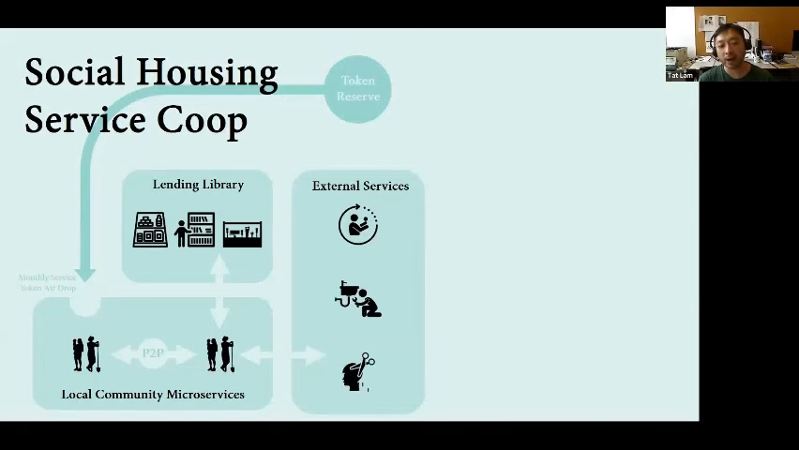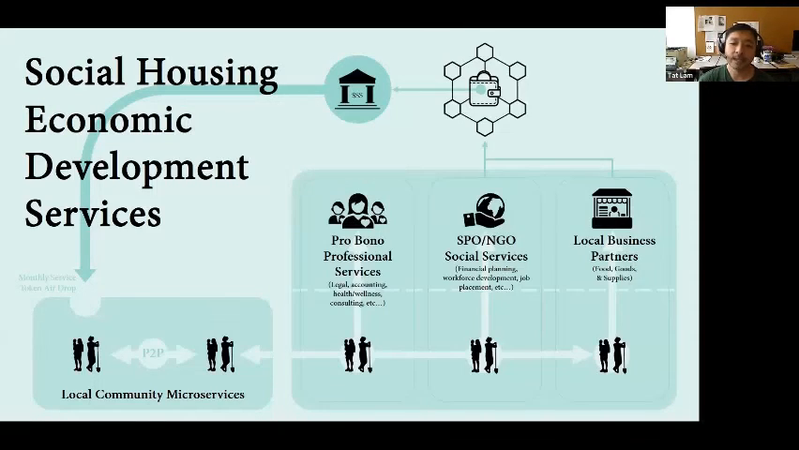So this is how the peer-to-peer community microservices extended into a lending library and also external services, and, as I mentioned, extended to the SPOs, the NGOs, and local business partners. But more importantly, it's really about creating upward mobility in the community. So instead of just providing housing for, for example, 3 years, they want everybody to get a job and start their own small business, so they can escape from poverty instead of always being stuck in the poverty problem.